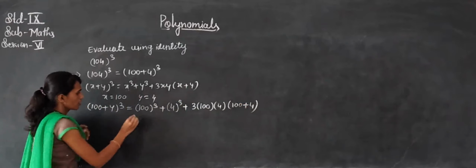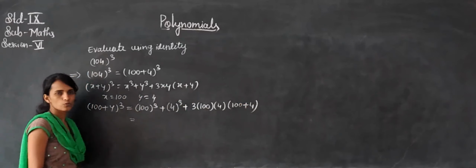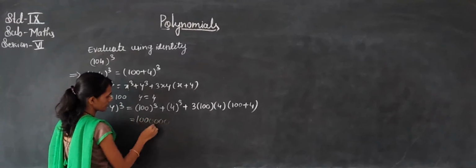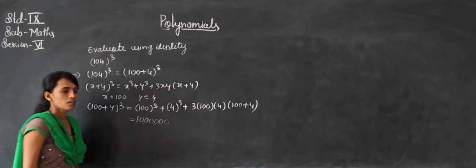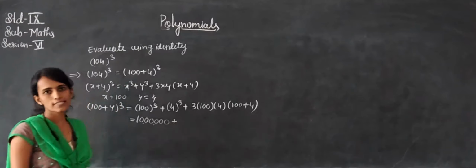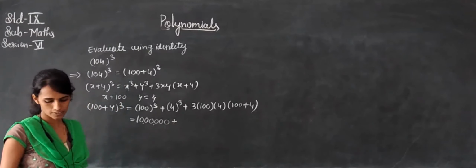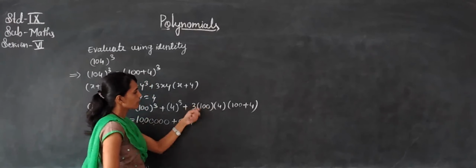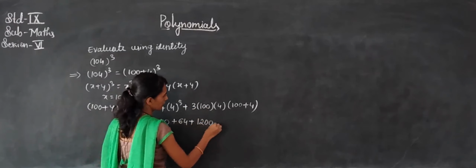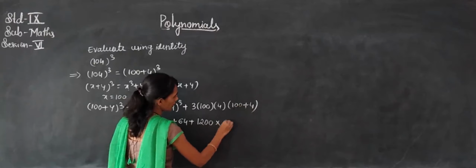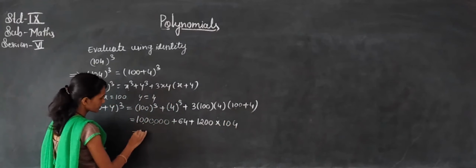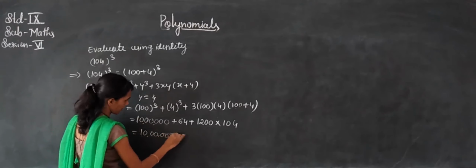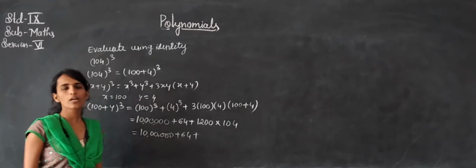Now here, 100 cube: 100 has how many zeros? 2 zeros, so the cube has 6 zeros. So here 1, 2, 3, 4, 5, 6. Plus 4 cube is 16 times 4, which is 64. Yes or no? 16 times 4 is 64. Plus 3 into 100 into 4 is 1200, into 100 plus 4, which is 104, plus 64. When we multiply 1200 by 104, what do we get?